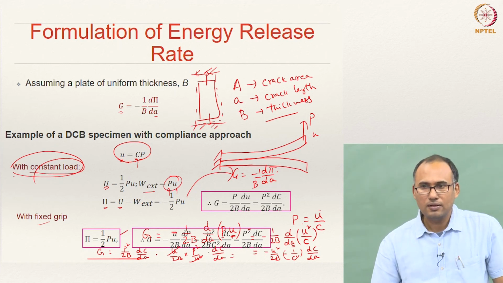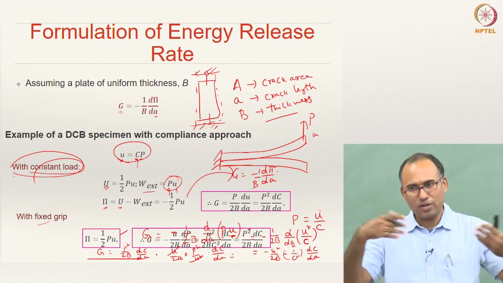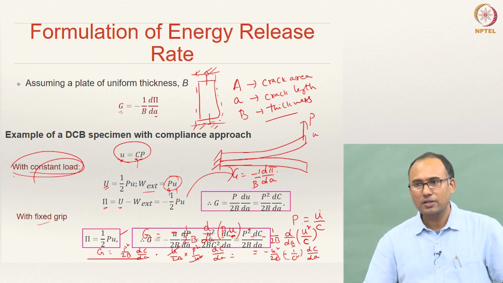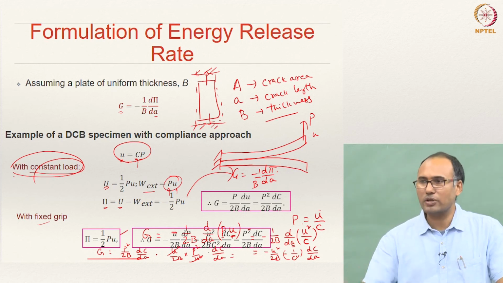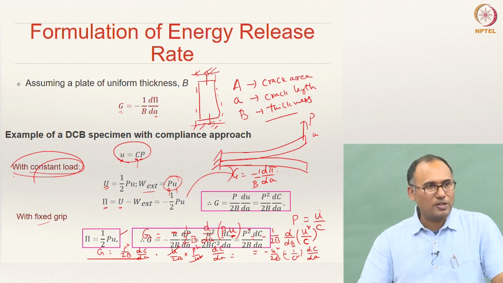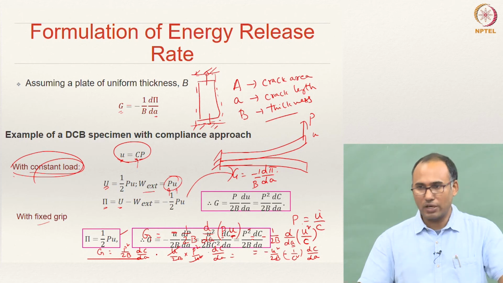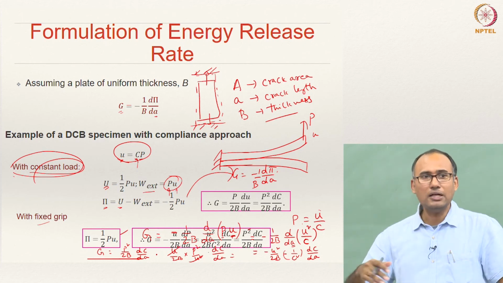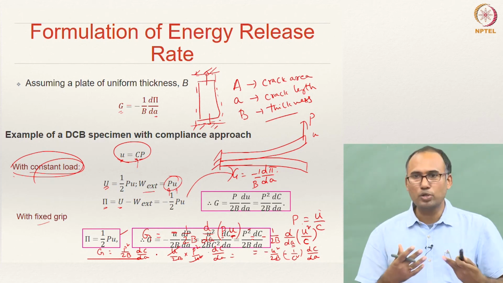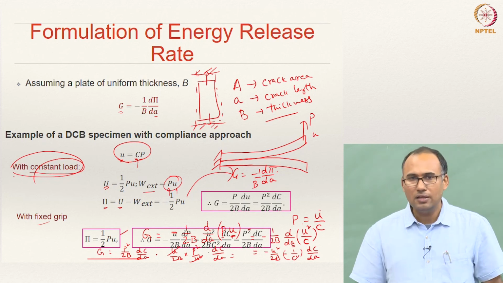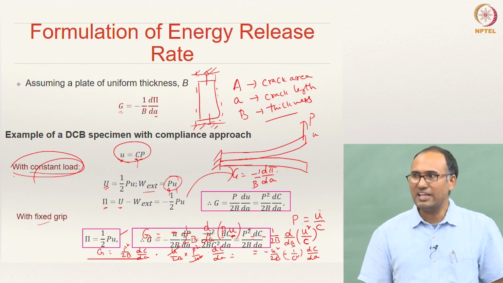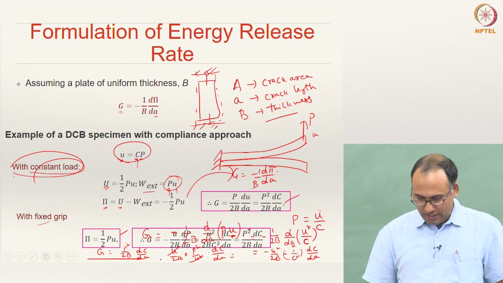right? Whether I do constant grip or constant force, my G gives me the same formula for this particular case. So, that is P square by 2B times dC by dA. That is my energy release rate for a double cantilever beam problem. Like that, if you are given any other problem, you should be able to calculate the energy release rate. Is that clear? So, this formula and this formula are the same.